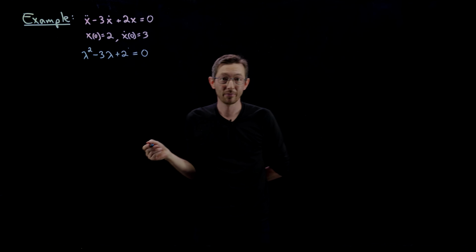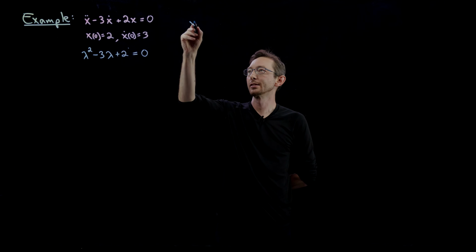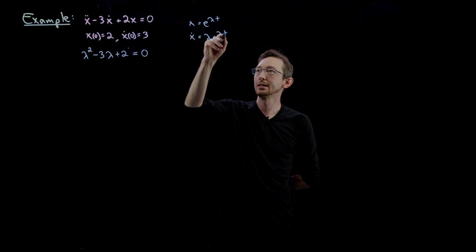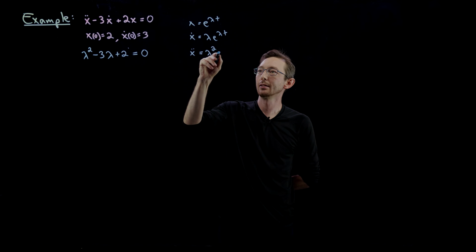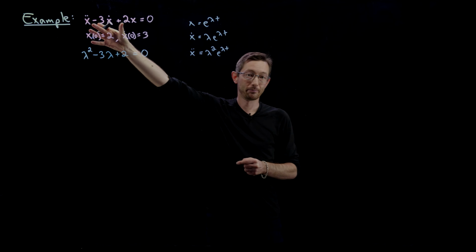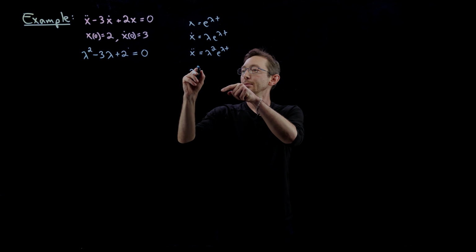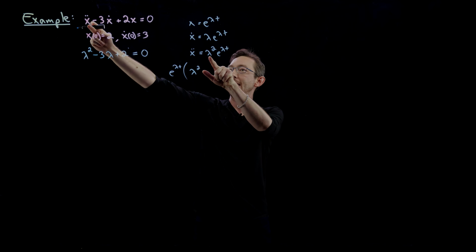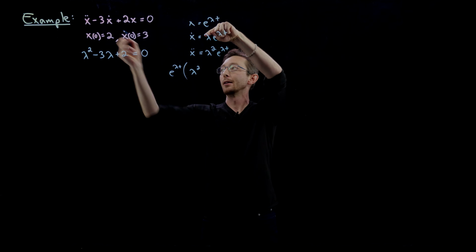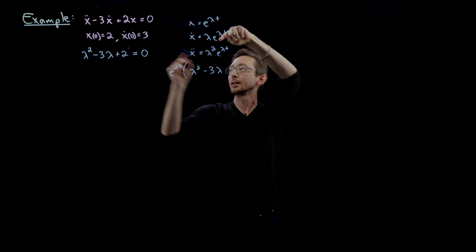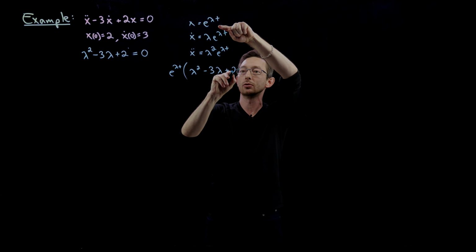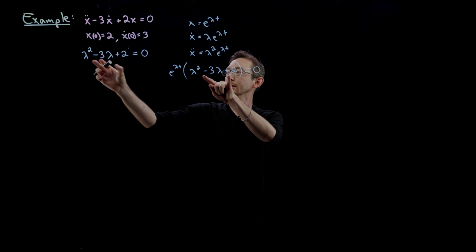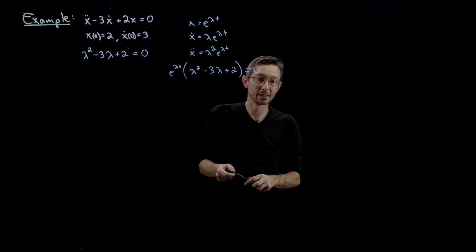That's my characteristic polynomial. I'll just show you, if I assumed x equals e to the lambda t, x dot equals lambda e to the lambda t, x double dot equals lambda squared e to the lambda t, and I plug these in. Everything's going to have an e to the lambda t, so I'm just going to pull that out already. So my x double dot's going to have a lambda squared. My x dot's going to have a minus 3 lambda, and my 2x is going to have a plus 2. All of them times e to the lambda t equals 0. And so, of course, my characteristic polynomial has the same coefficients as my ODE.